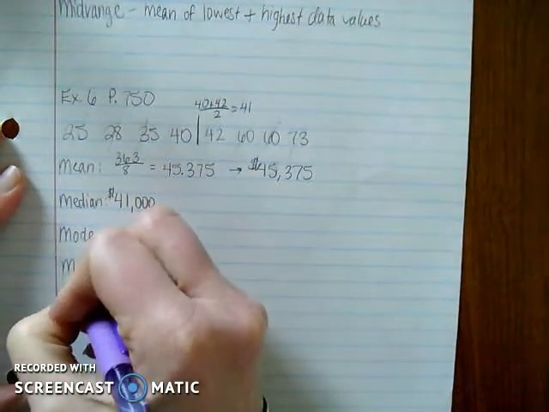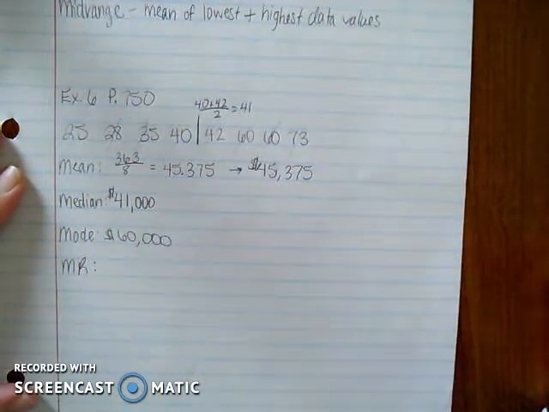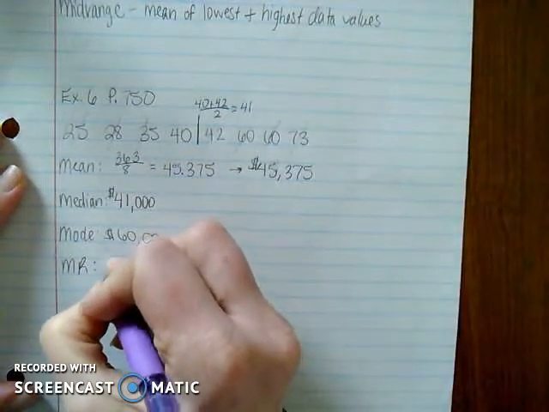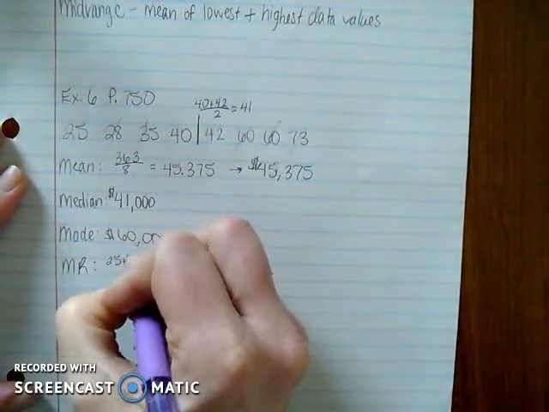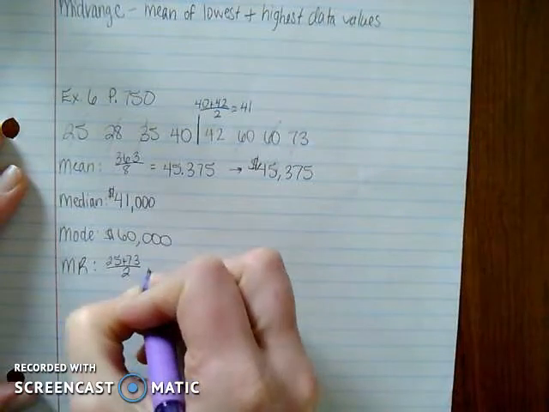And then the last one, mid-range, and you can go ahead and put MR for mid-range, is you're going to take the lowest, which is 25, plus 73, and divide that by 2.